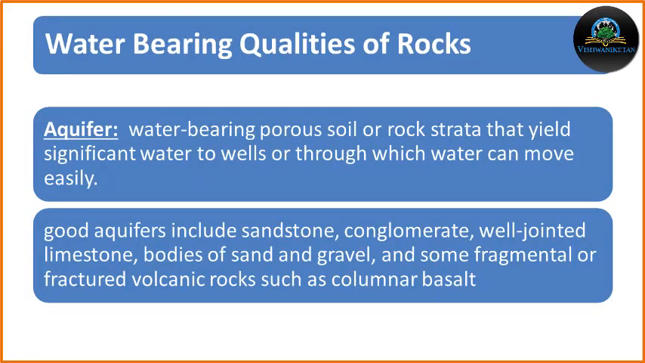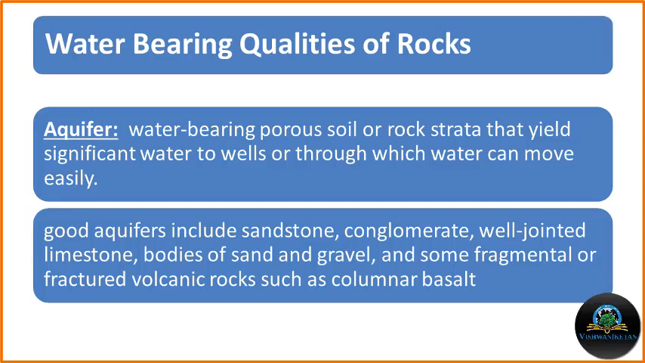So as we already discussed, the porosity and permeability is the basic quality of rock which is necessary to become an aquifer. An aquifer is a water-bearing porous soil or rock strata that yields a significant amount of water which can be tapped effectively. Examples of good aquifers are sandstone, conglomerate, well-jointed limestone.